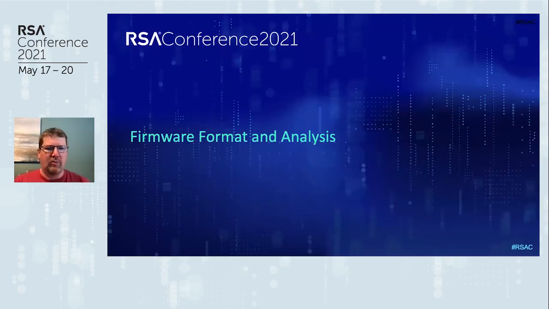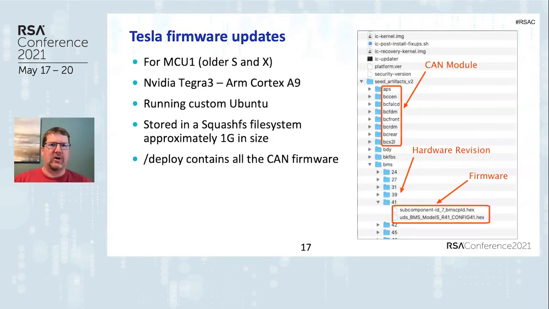What I was actually able to do during this process is figure out how the firmware actually works on the Model S. Within the MCU, within the Ubuntu-based system, there are a series of folders that store all the firmware for all the various CAN bus modules on the vehicle. So we have the Tegra 3, which is basically just an ARM Cortex. It's a custom Ubuntu. It's a squashfs file system.